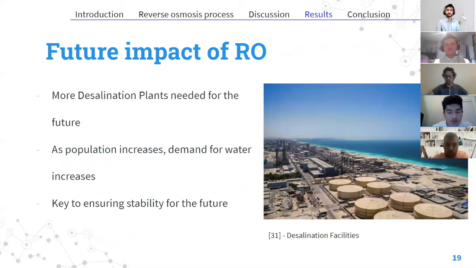So the future impact of reverse osmosis: more desalination plants will be needed for the future. The demand for water increases as population increases as well. So the key to future stability is through this process, as countries will meet water demands and economic stability. For example, Israel's plan is to have 1.1 billion cubic meters of fresh water per day by 2030.